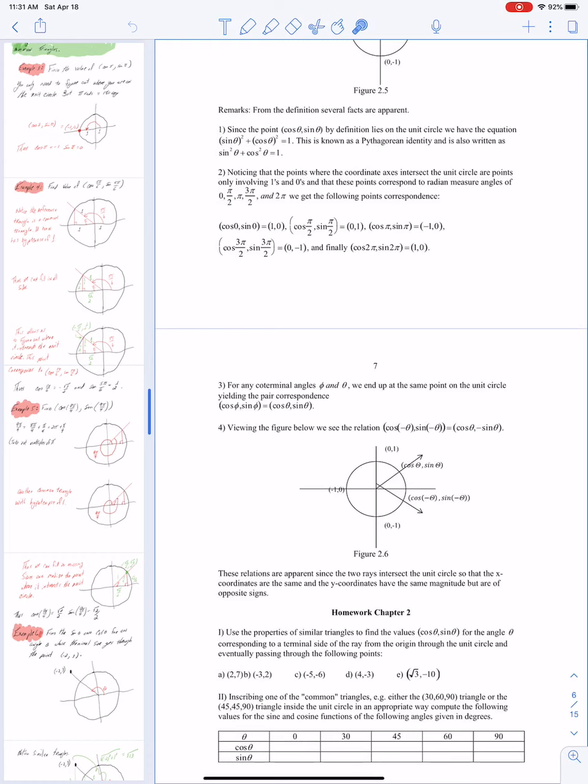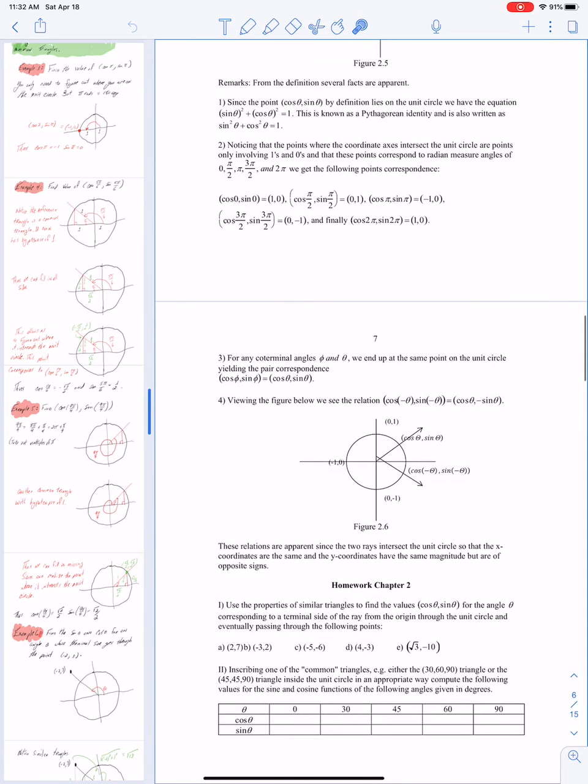All right, so from the definition of sine and cosine, it's not hard to see that since they end at the same point on the unit circle, if two angles are coterminal, they have the same cosine value and they have the same sine value.